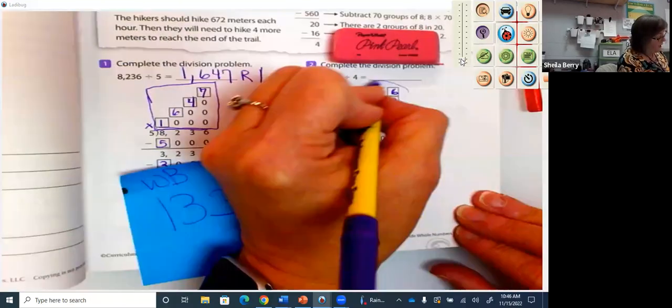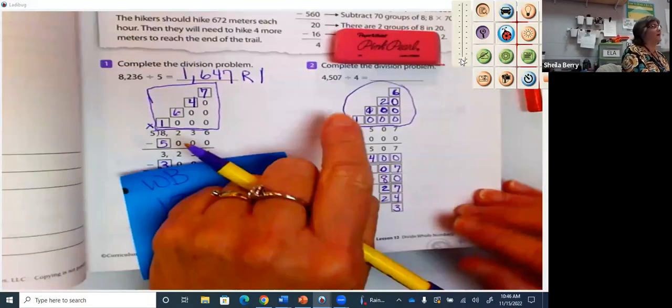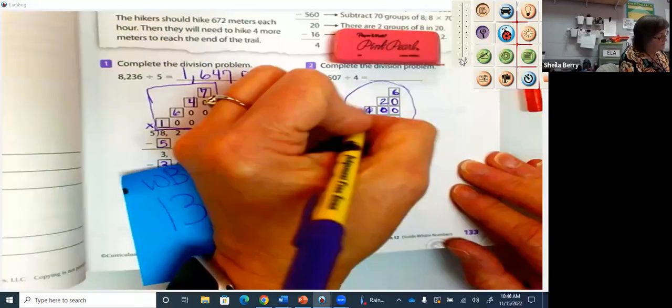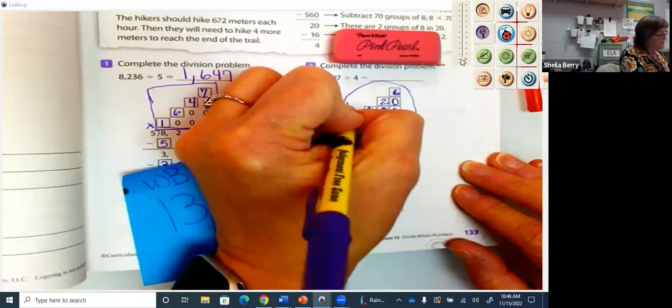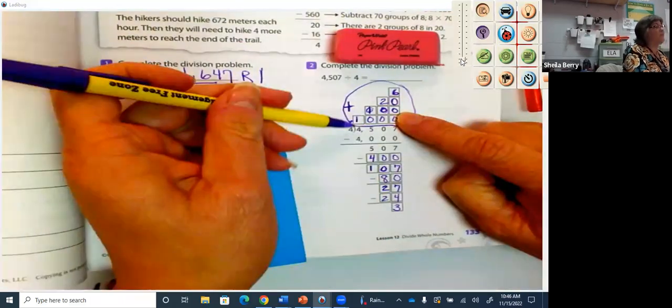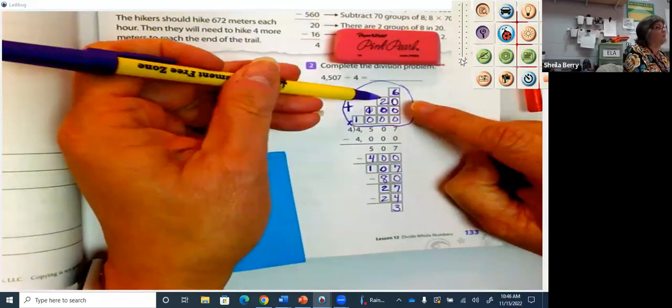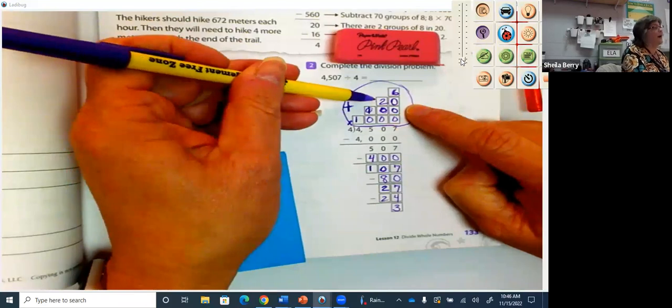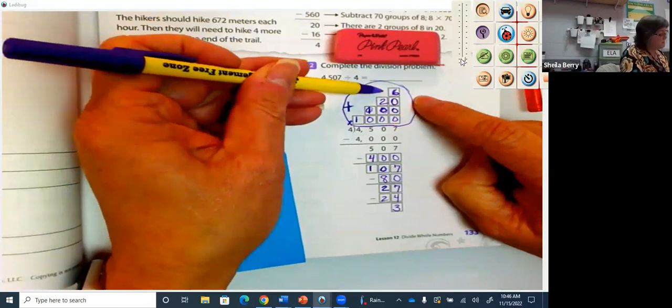I have to add the top. I like to circle that so I know, oh, I got to add all of these. I put a plus sign. We have to add these together. What's 1,000 plus 100? 1,100 plus 20. 1,120 plus 6.